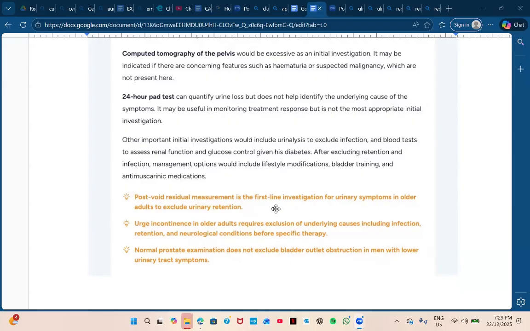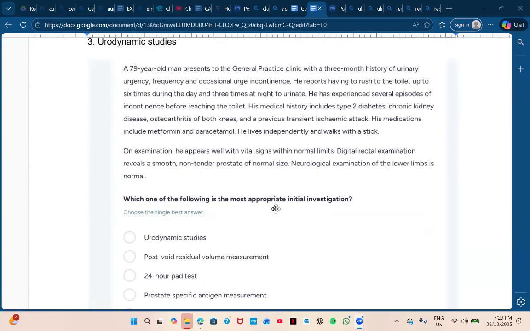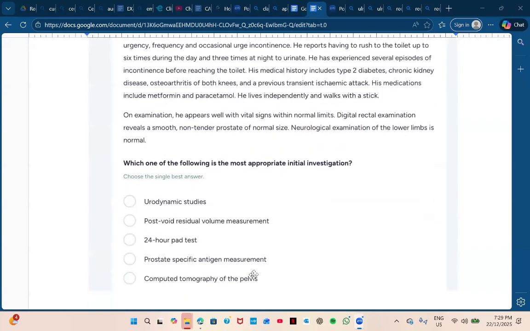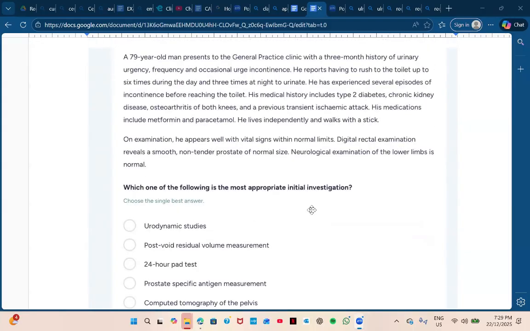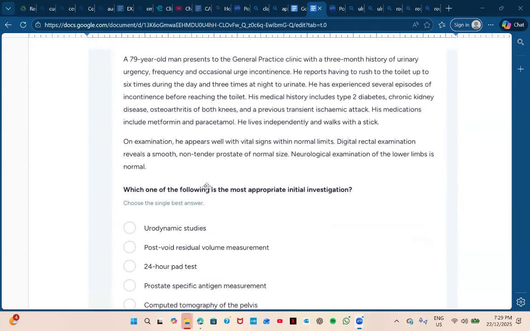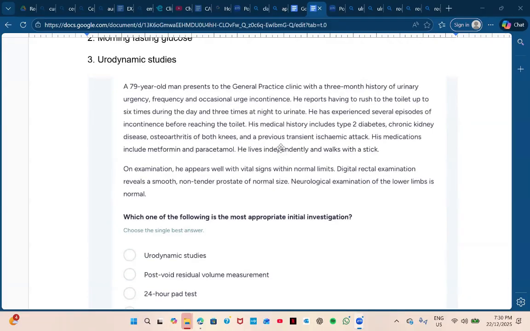Okay, so urine analysis and urodynamic studies. No, it's not urodynamic study. Post void residual volume measurement. Okay, here they are asking the most appropriate initial investigation. In that case, we have to go with post void residual volume. Otherwise, we have to check the urine analysis to exclude infections.